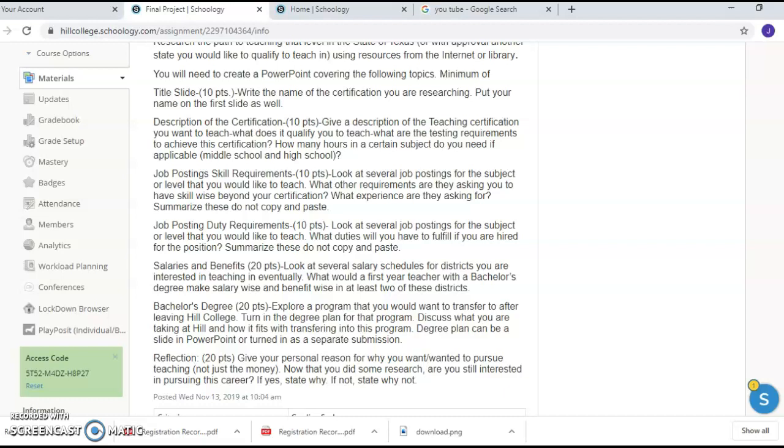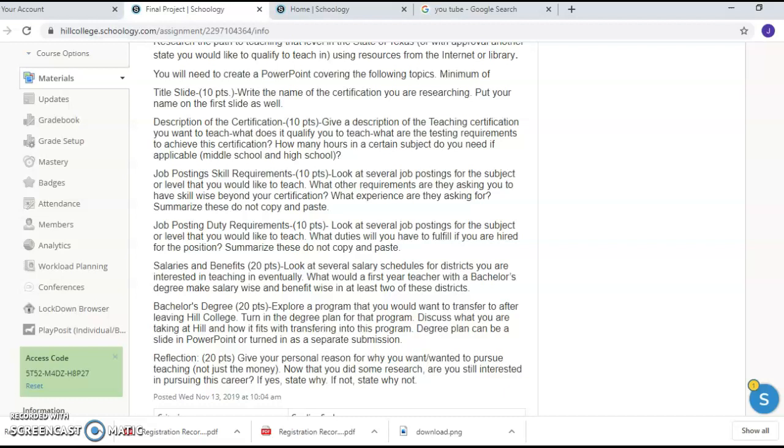So what qualifies you to teach that? What will you be qualified to teach once you get it? How many hours do you have to have? Are you going for middle or high school? So that's usually in middle and high school when you're looking at hours in a certain subject. Okay, what do you need to do to gain that certification? That's what you're researching. What tests do you need to take for the certification? Everyone should have that, whether you're becoming a K-12 special education teacher or an elementary teacher, middle or high. You have to take so many certification tests. Find out what those are.